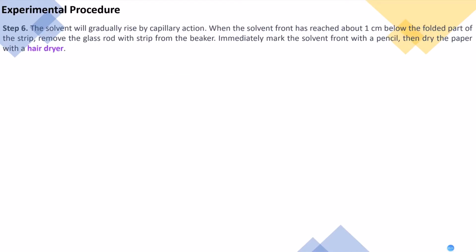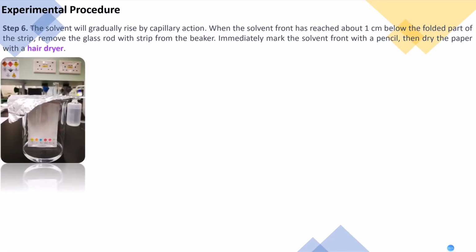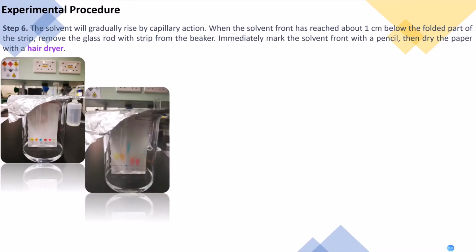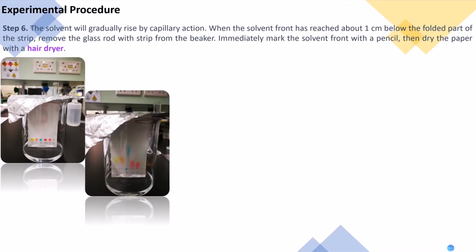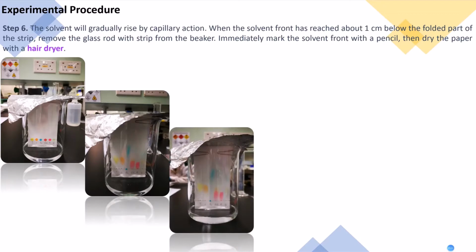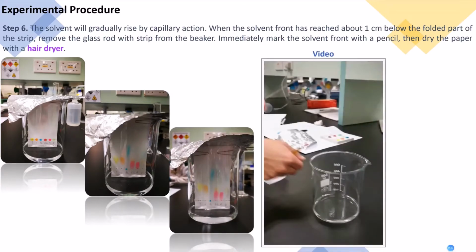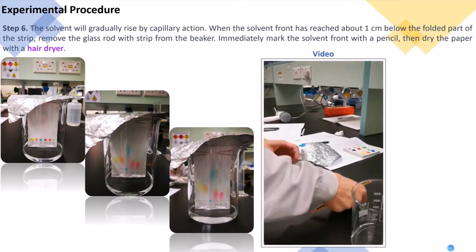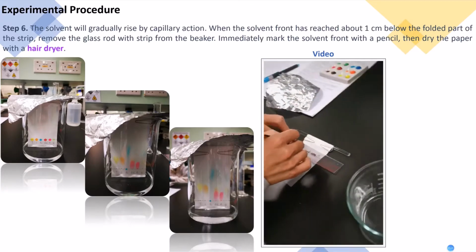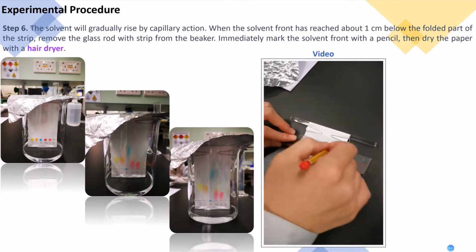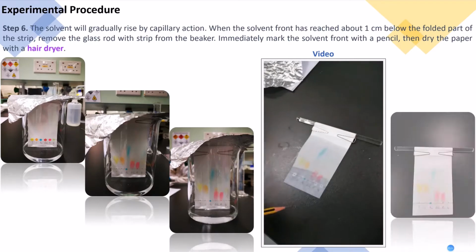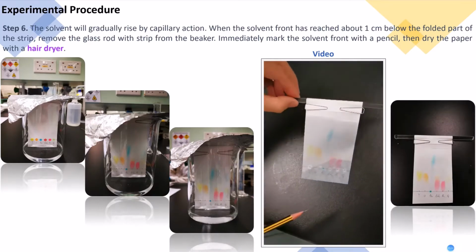The solvent will gradually rise by capillary action, carrying the components in the spots along. When the solvent front has reached about 1 cm below the folded part of the strip, carefully remove the glass rod. Immediately mark the solvent front with a pencil, and then dry the paper strip with a hair dryer.